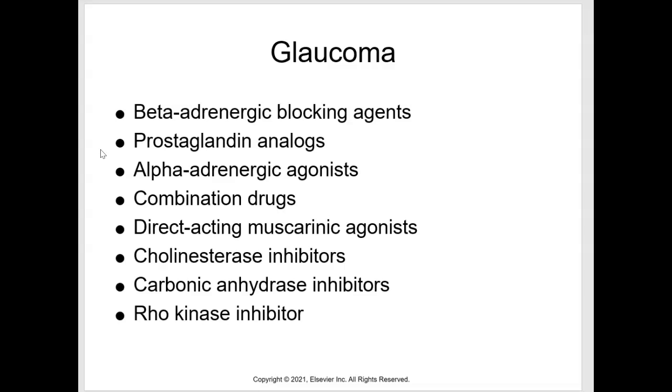The prostaglandin analogs, we have 4 of those on there. They are just as effective as the beta blockers, but can have fewer side effects. So sometimes these are the better route to go for people, especially if they have heart issues or lung issues. They're still considered first-line treatment, like latanoprost, travoprost, bimatoprost.